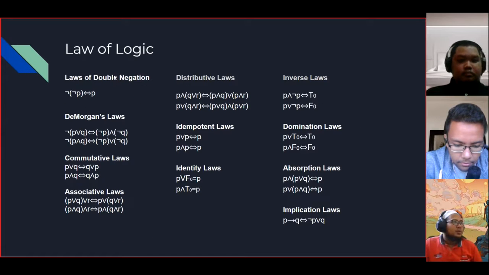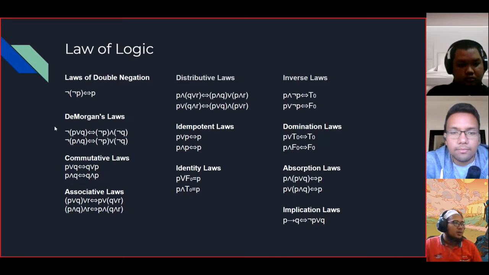Okay, thank you, Muhammad Rafi. Today I want to present about the law of logic. First is the law of double negation, to change the not to the positive. Second is the De Morgan law. As you can see, this equation. And the third law is a commutative law. This. And number 4 law is an associative law. This.